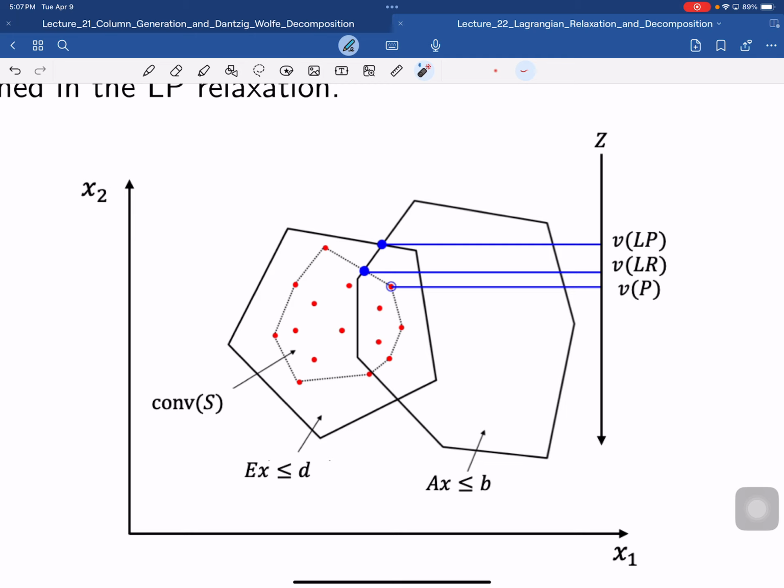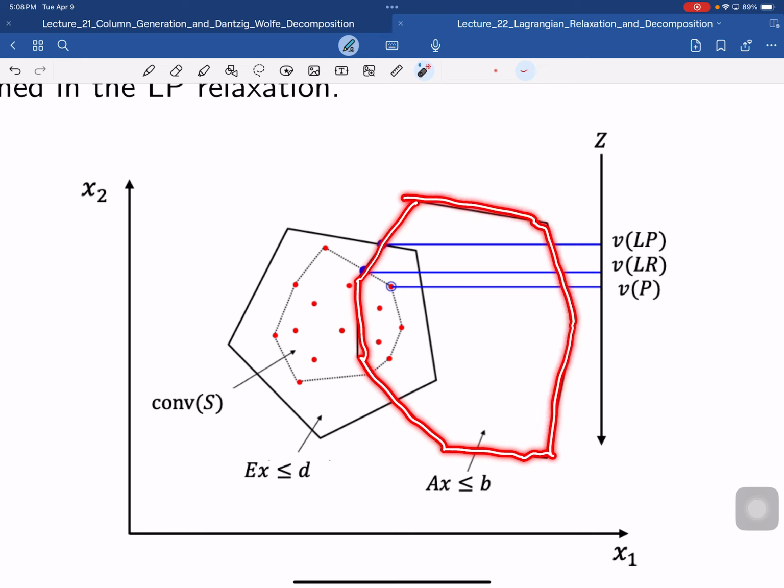Let's assume we are trying to minimize this z variable, right? We try to go up since we are minimizing z here. And the linear constraints are the following: Ex less than or equal to D describes this polyhedral set here, and Ax less than or equal to B, we assume, is the complicating constraint. It describes this polyhedral set here.